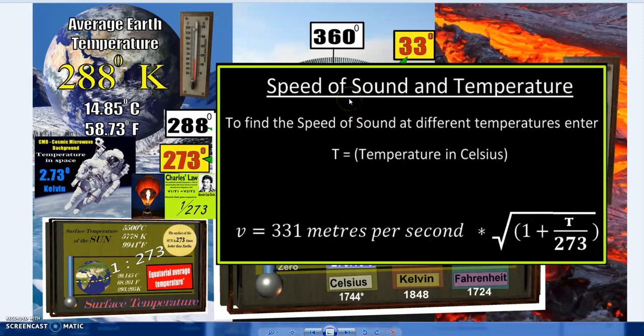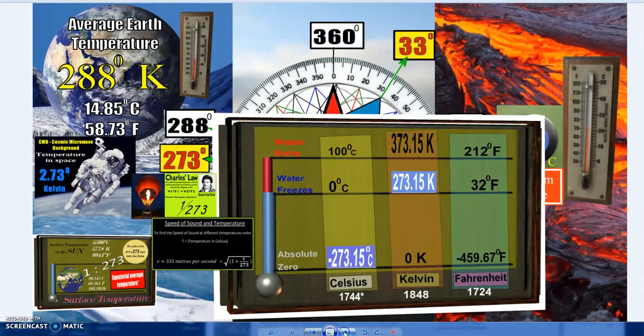The speed of sound varies according to temperature, and that's the equation for it. You'll see more in the following episodes how important 273 is in weights. We'll get to weights, but also in technology, especially computing, and I'll get to that in the next episodes.